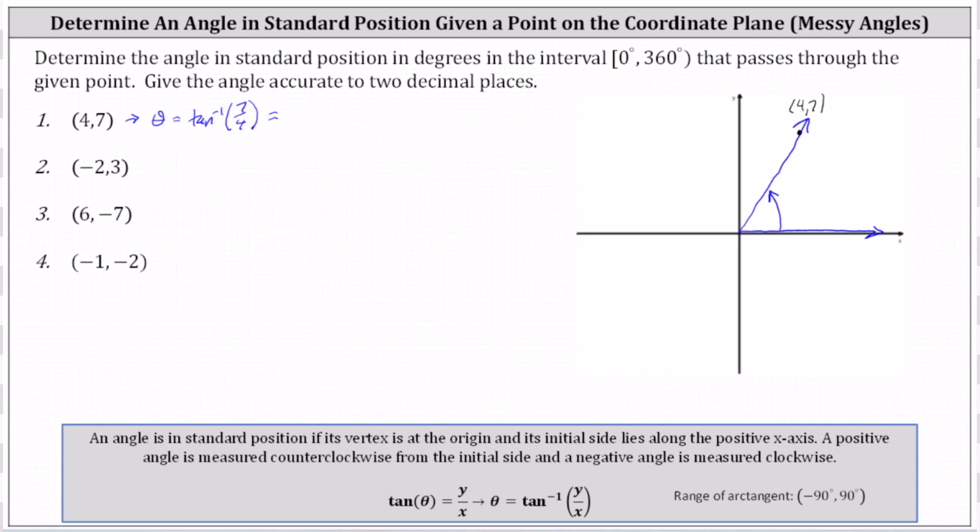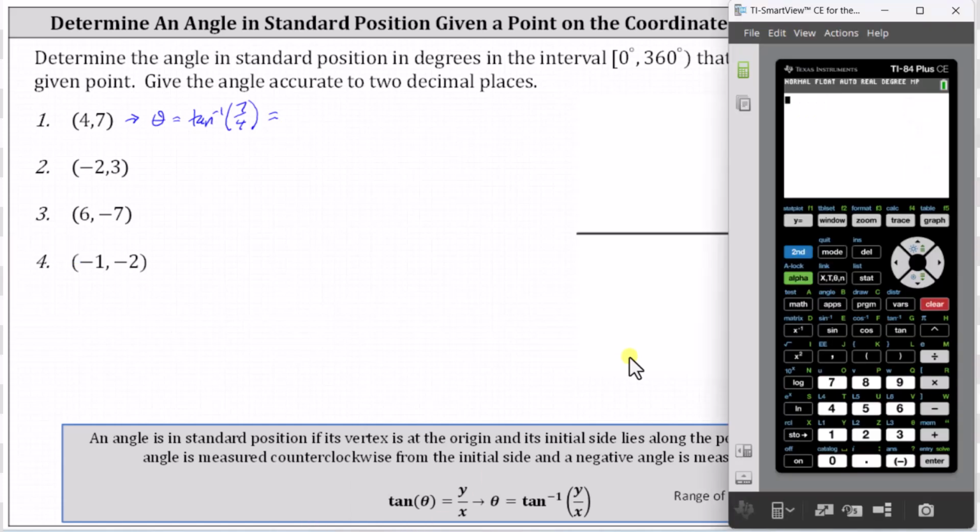Going to the calculator, we first want to make sure we are in degree mode by pressing mode. Notice degree is highlighted in row 3. If it wasn't, we would highlight degree and then press enter. To go back to the home screen, press second mode, and now we enter second tangent for inverse tangent, and then enter 7 divided by 4, close parenthesis, and enter.